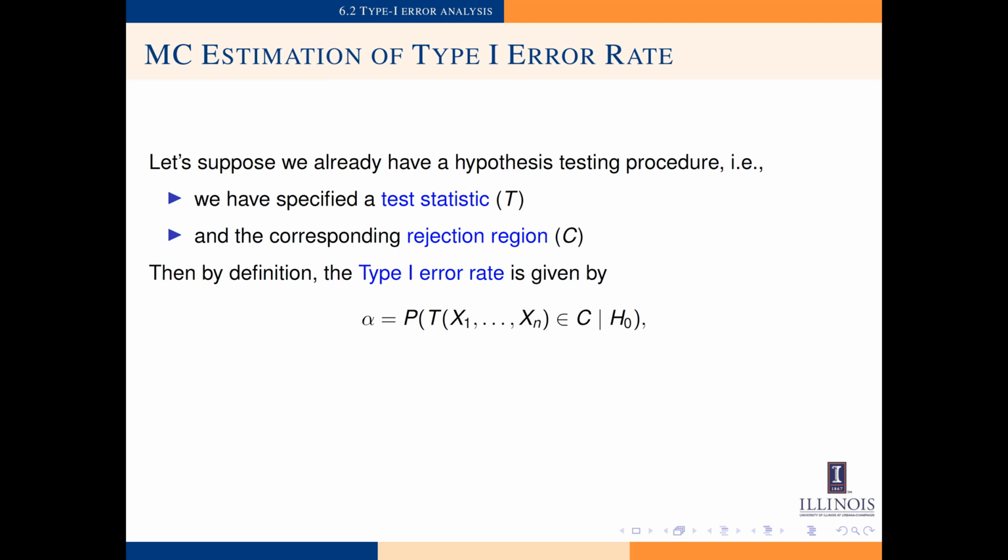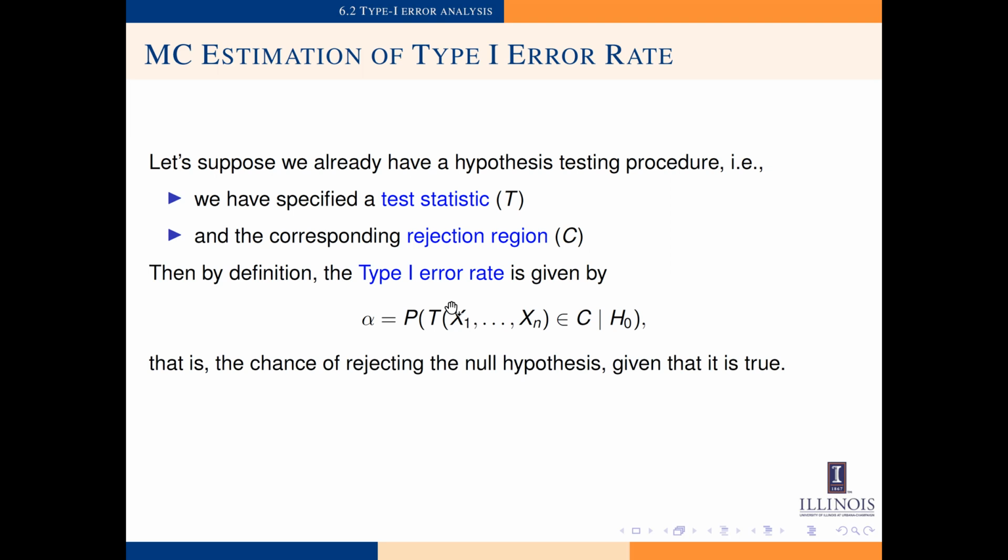Then, by definition, the type 1 error rate of our hypothesis testing procedure is given by alpha, which is equal to the probability that t is in the rejection region, given that the null hypothesis is true. In other words, the type 1 error rate is the probability of rejecting the null given that the null hypothesis is actually true.